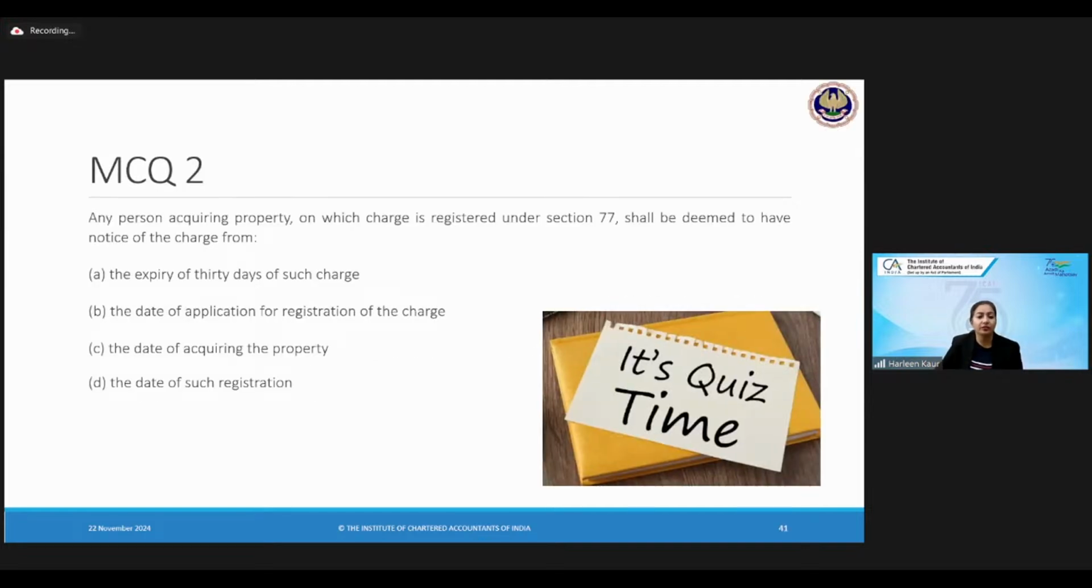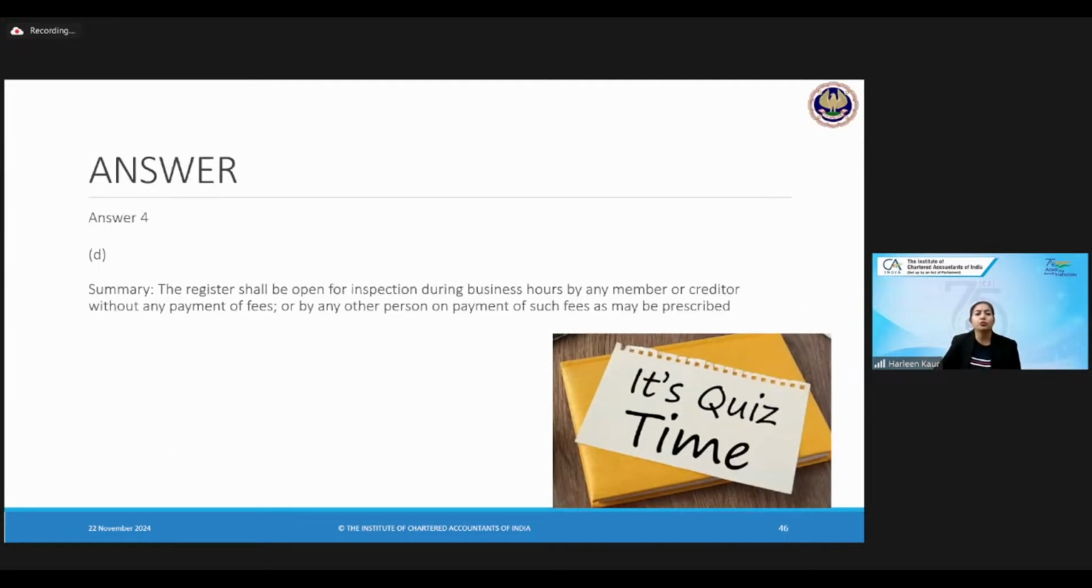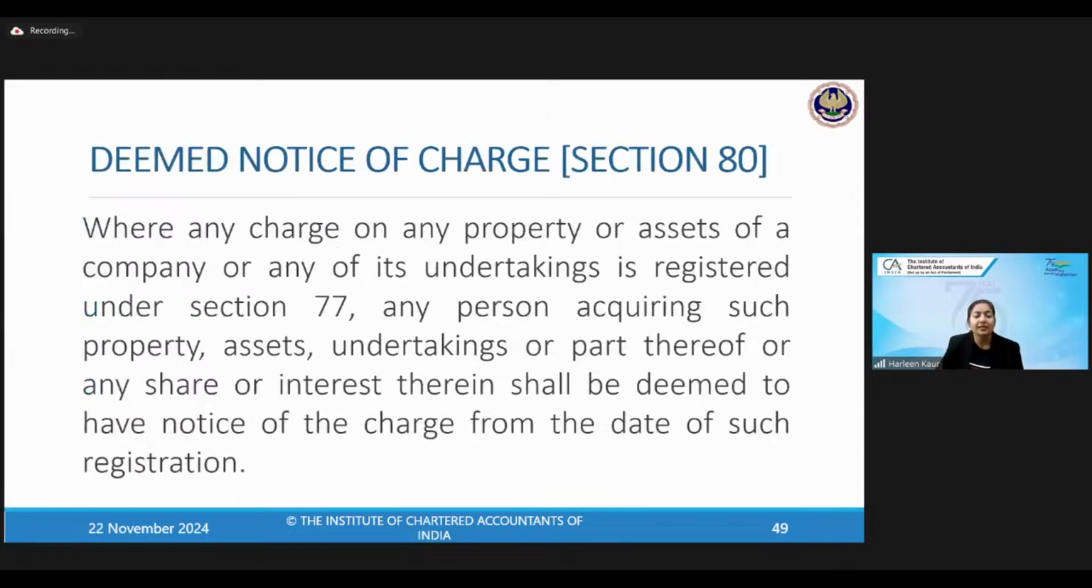Now let's move to another topic. If time permits, you can go through these MCQs also later on. Let's start with the topic of deemed notice of charge.